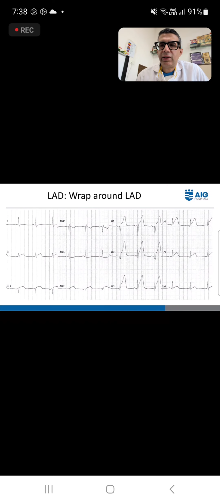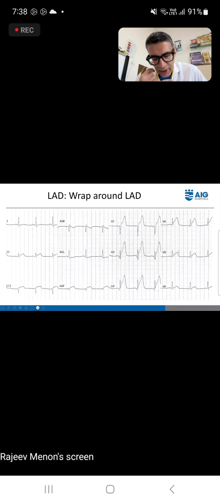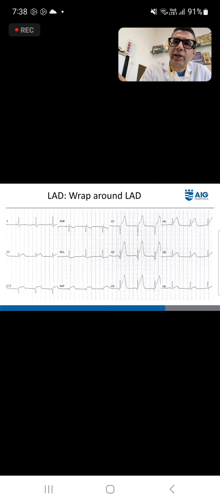Then the other classical ECG which you should know in anterior wall MI is what is called a wraparound ECG. If you have ST elevations in anterior as well as inferior leads, you can see here, L2, L3, AVF have ST elevations, and anterior has ST elevation. Generally, when you see this, you feel worried that it might be a very extensive MI and the patient might have a very bad prognosis. It's the opposite, because this generally occurs because of a wraparound LAD.